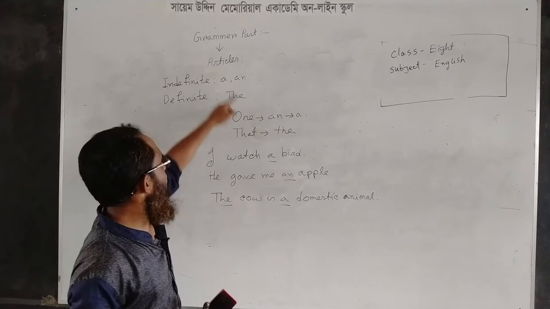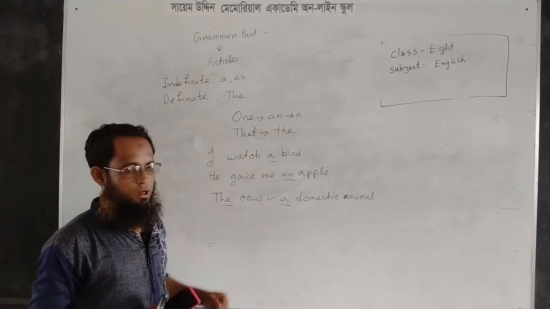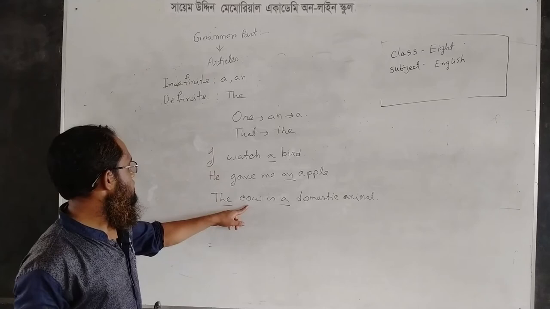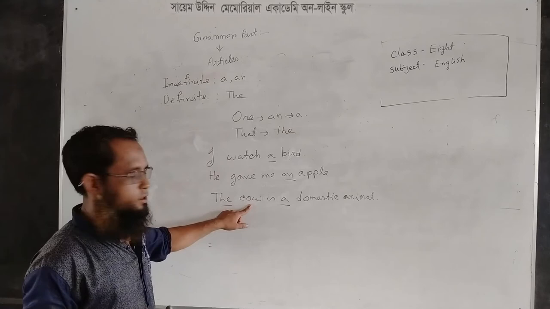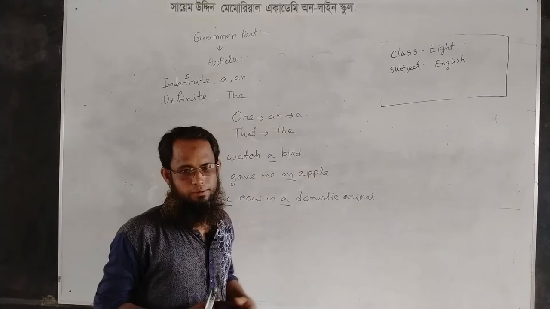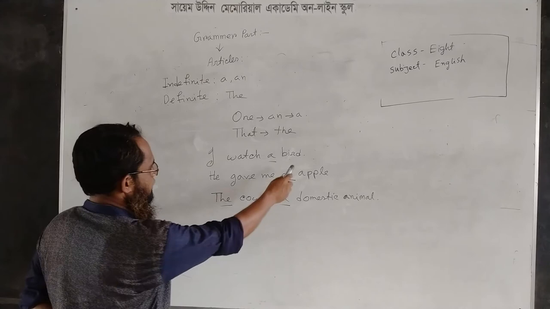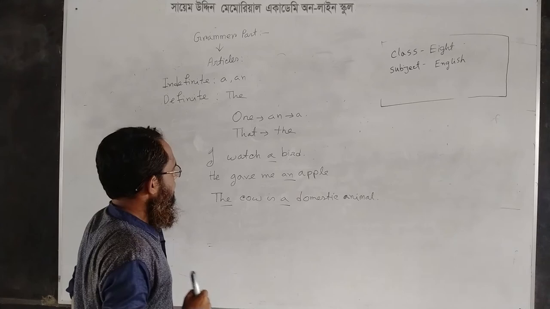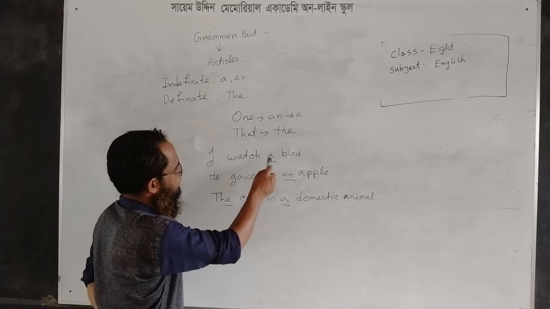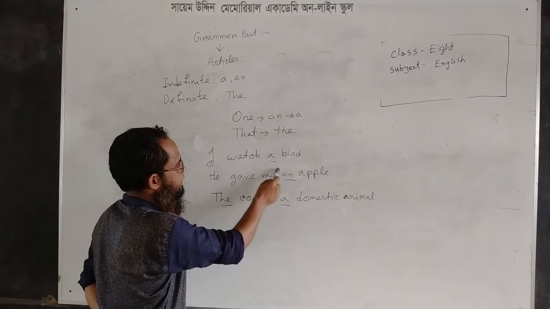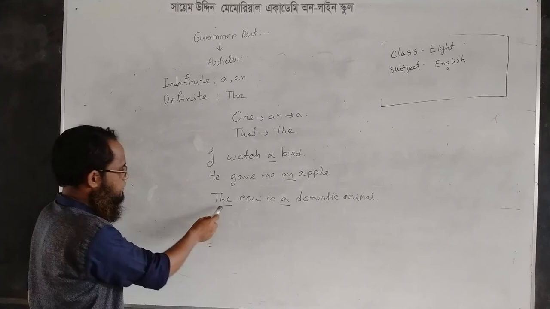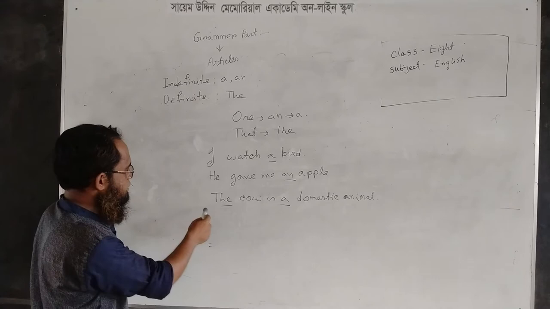But in this case, the cow is a domestic animal. Cow is also a common noun. But here, cow bears a definite meaning and it indicates a definite animal. The cow is a domestic animal. Actually, my dear students, these articles have limited the area of the noun. Here we go. A bird. That means one bird. An apple. Same meaning. So here A and an, two articles, have limited the meaning of these two common nouns. And here, the definite article the also has limited the meaning of this common noun cow.